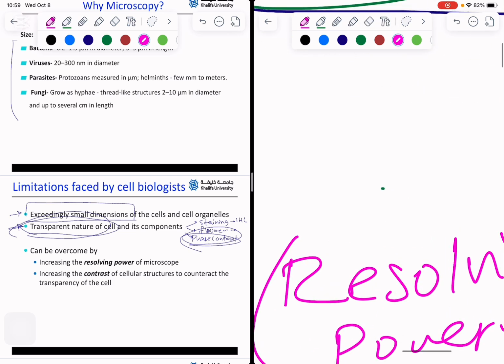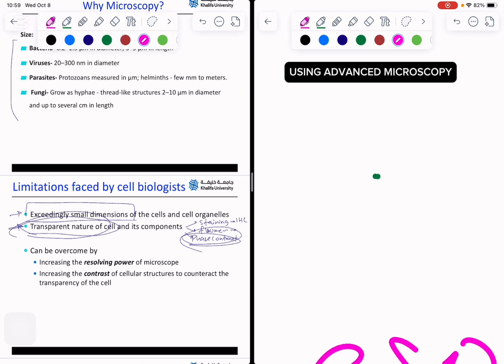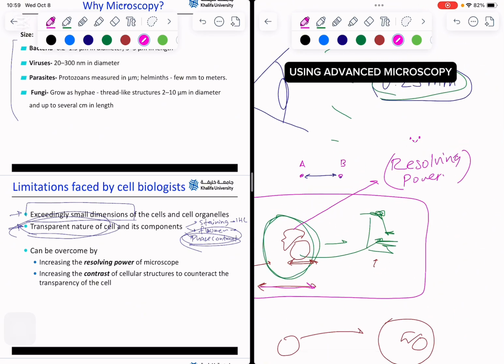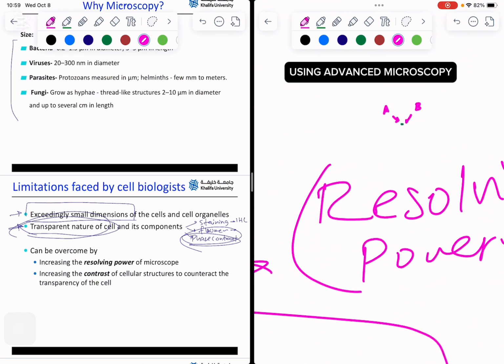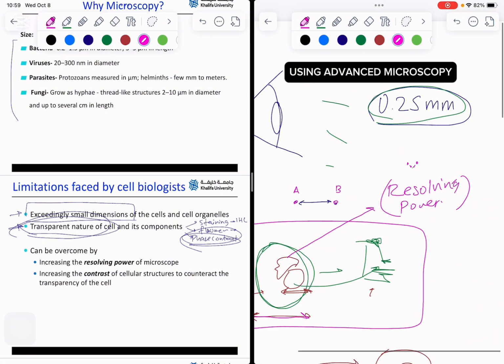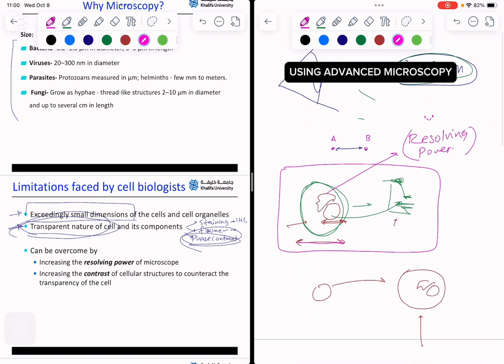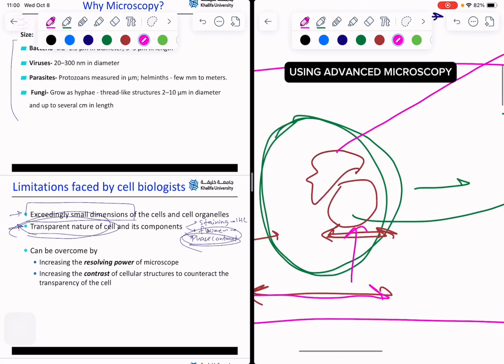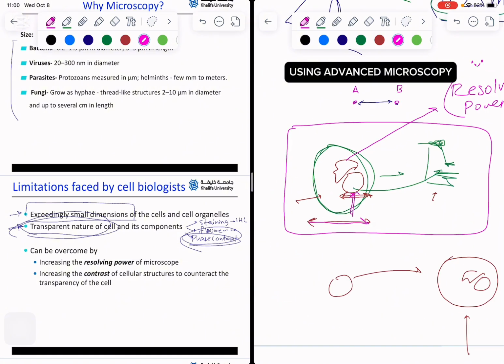I need a higher resolving power in order to be able to differentiate that this is point A and this is point B. So the higher the resolving power, the more I can see to actually differentiate between point A and point B. This is the main concept: how am I able to go into smaller dimensions, for example, from the cell to the nucleus, and from the nucleus to the DNA.